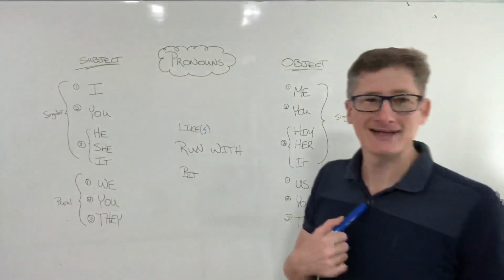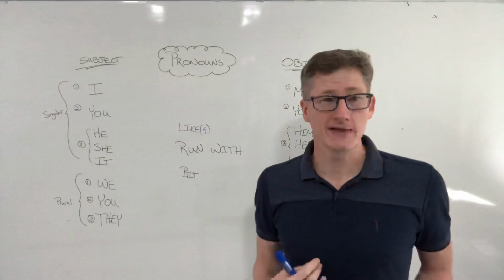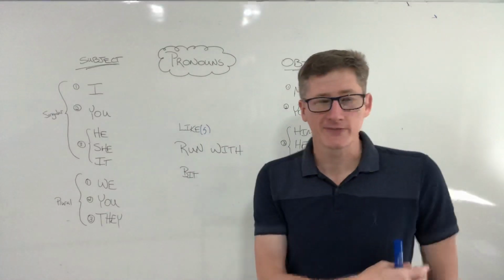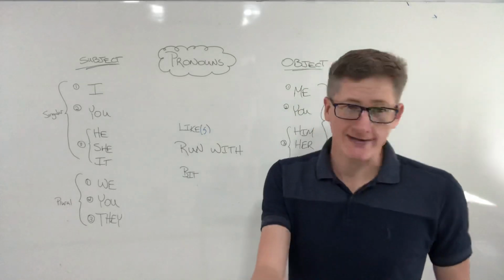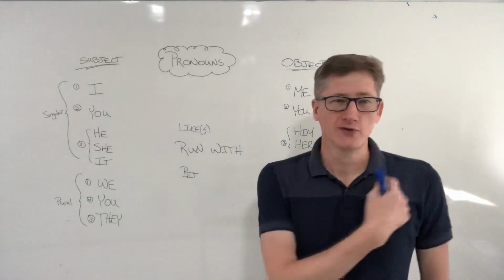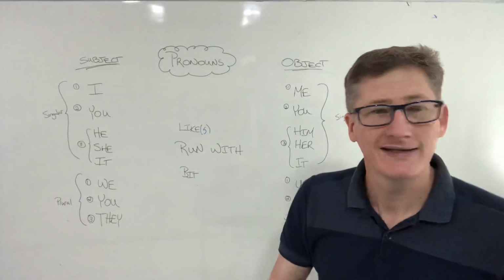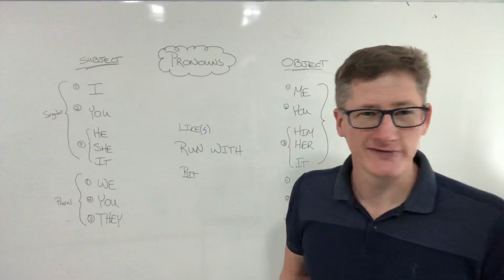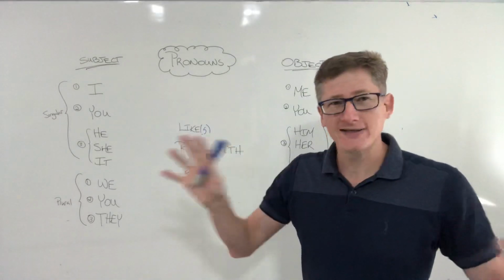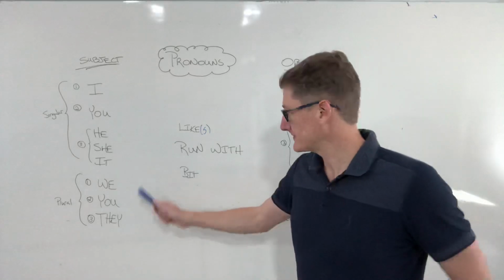He likes us. Now, based on the context, you're going to know if that's you and me, or if that's me and other people. If I'm talking about the other teachers, and you're not a teacher, then you know I'm referring to me and the teachers. If you're talking about something that we did and I use us, then you know that I'm referring to the two of us. So you just have to keep things in context of what the conversation is about.